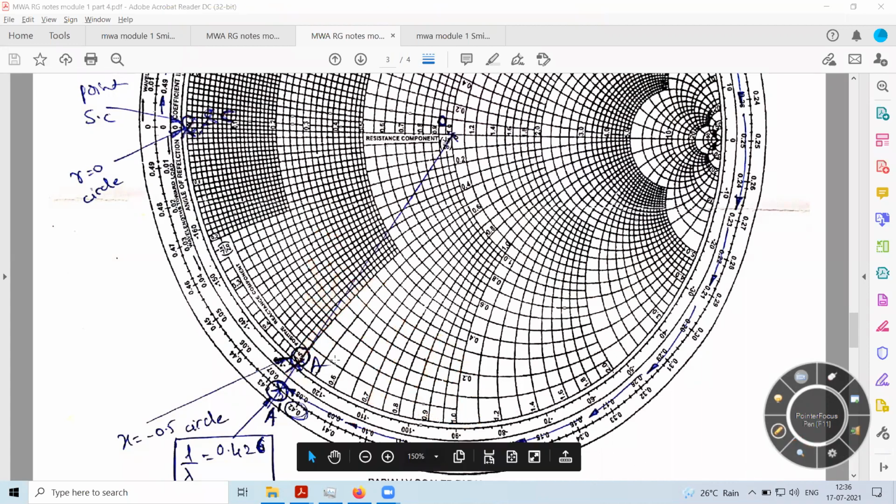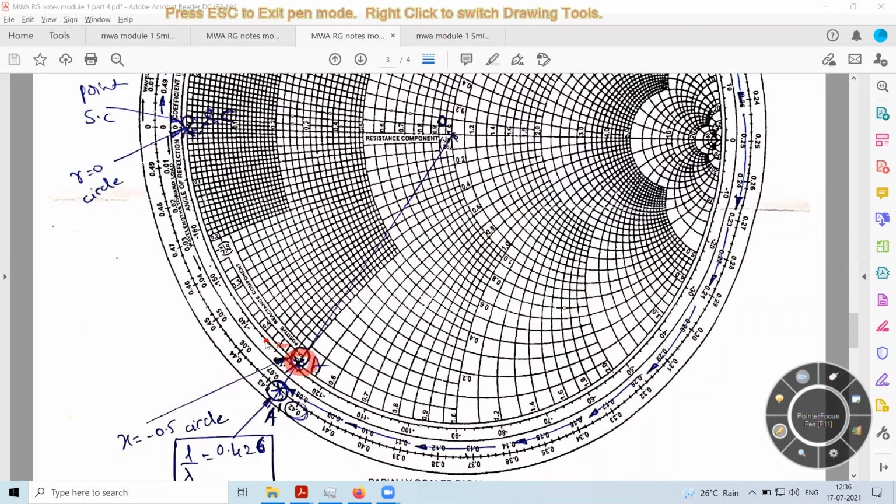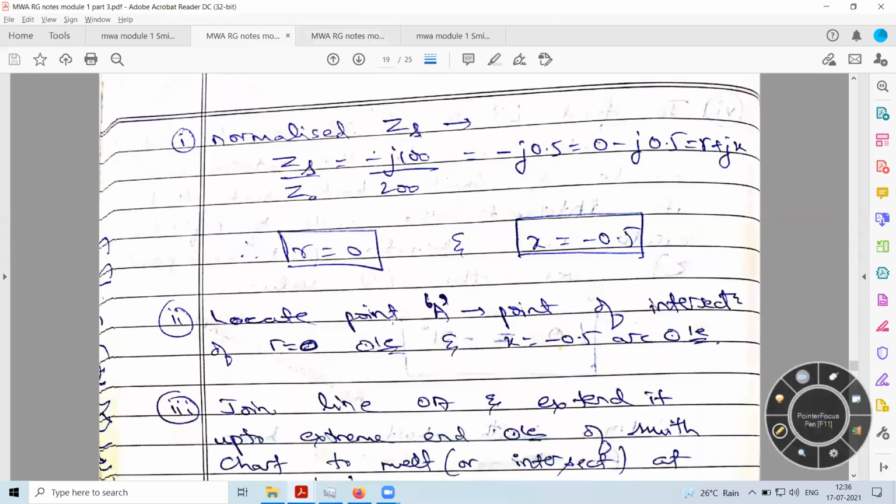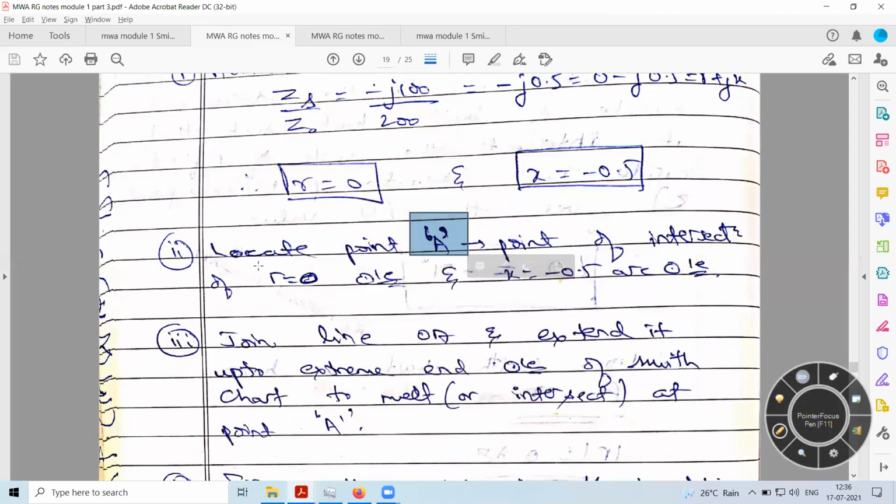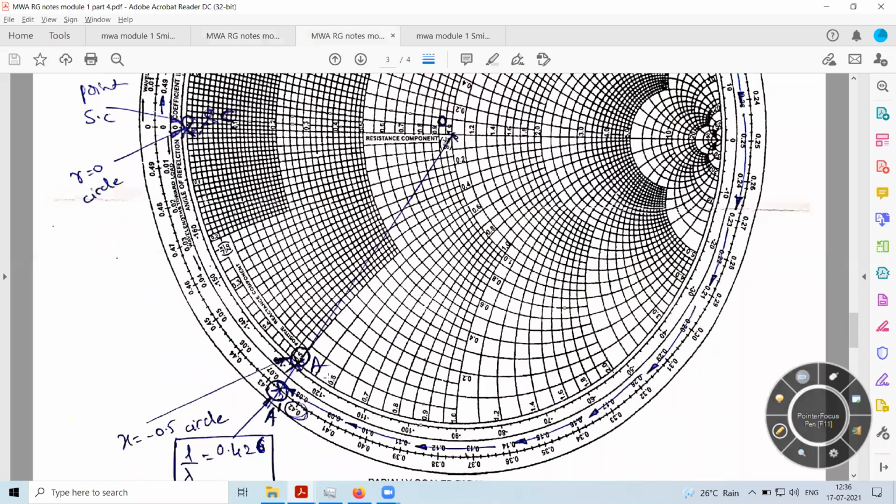Here, these two lines, that is x equal to minus 0.5 and r equal to 0, intersect at the point A. This is the point where the input resistance, or the input point, is present. That is what we have located. So we have located point A on the Smith chart where r is equal to 0 and x is equal to minus 0.5. That we have plotted now.